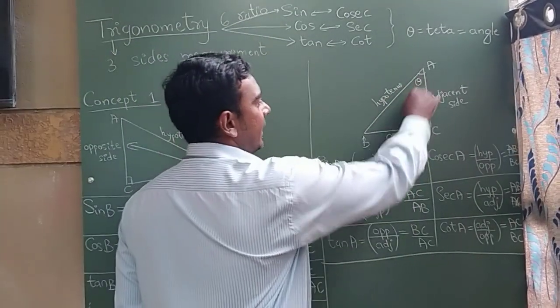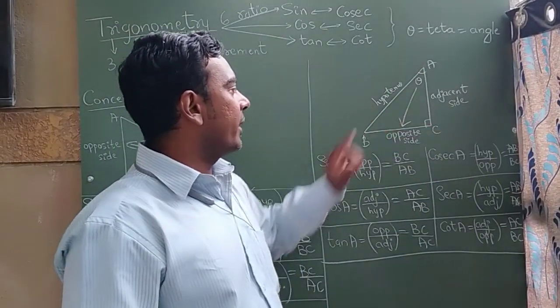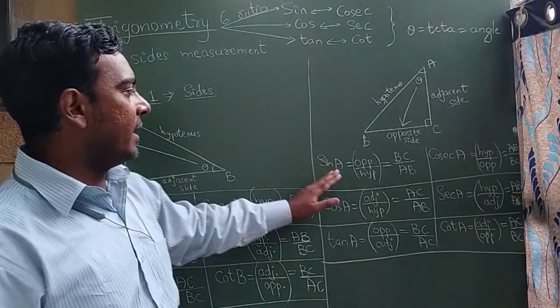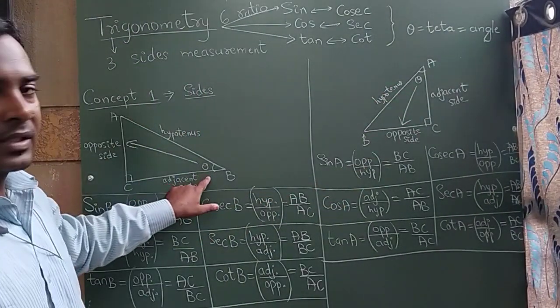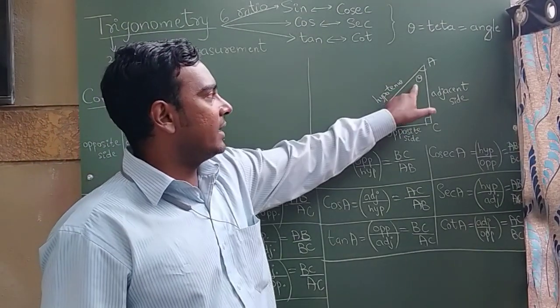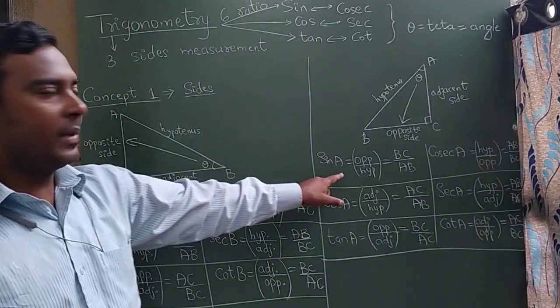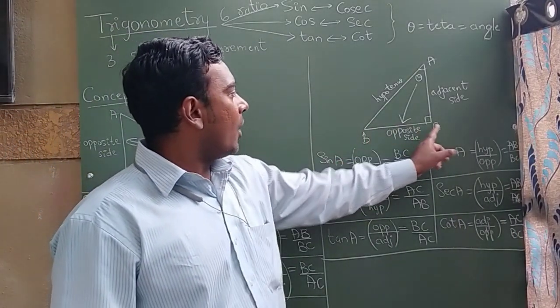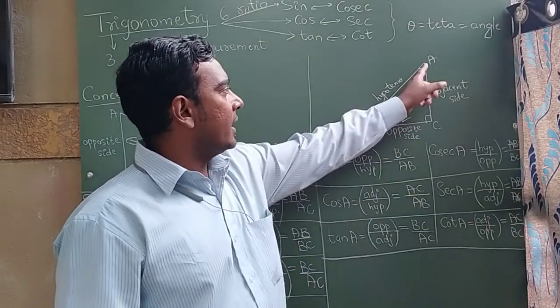Either the angle may be at B, or you can see here the angle is at A. If the angle is at A, then this will become opposite side, this will become adjacent and this will become hypotenuse. Formula remains same, only the change in angle. Here it was sine B because the angle was at B. Here sine A because angle is at A. So opposite upon hypotenuse, you can see the formula remains same. But here opposite side is BC and hypotenuse is AB.